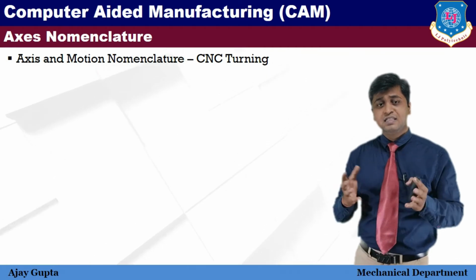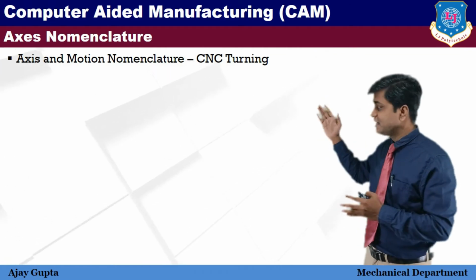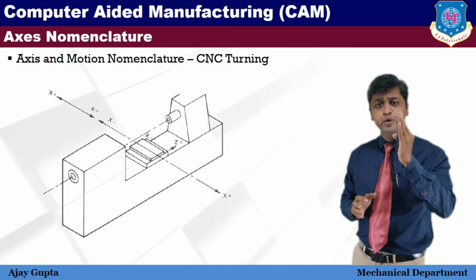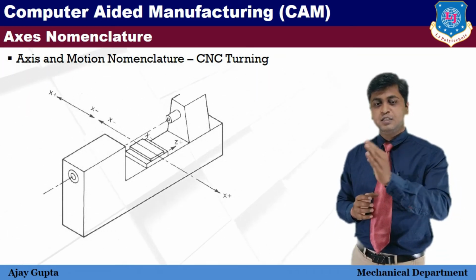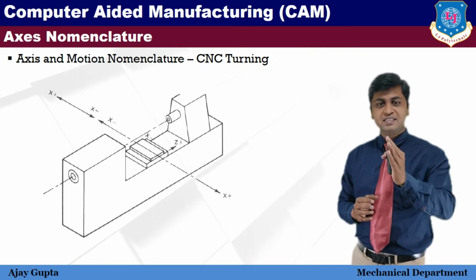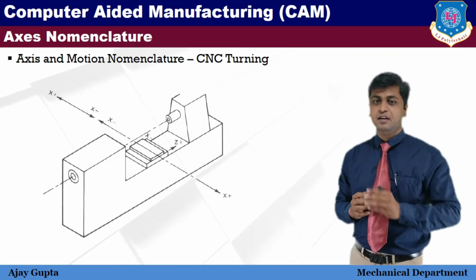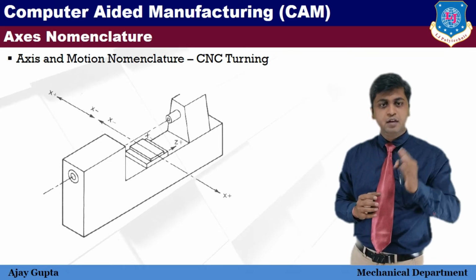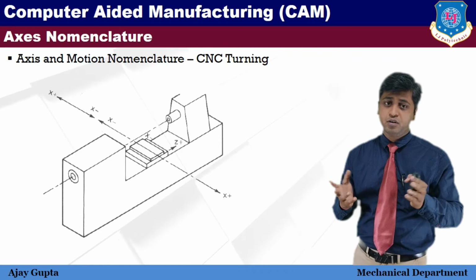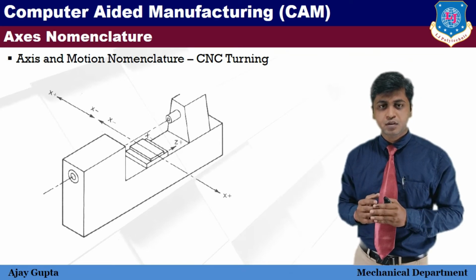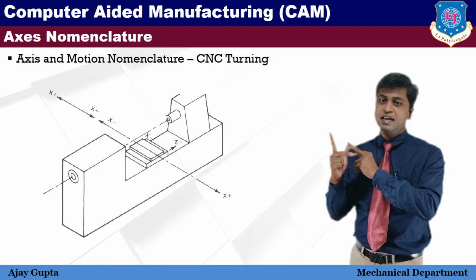So let's see the axis and motion nomenclature in the CNC turning machine. As shown in the diagram, there are only two axes, x and z. As we see, the z axis is parallel to the spindle. So in the turning center, as per the right hand thumb rule, the y axis position would be vertical, and there is no vertical motion in the turning center. That's why the y axis is absent, or it is not considered. So friends, in CNC turning there are only two axes, the z axis and the x axis.